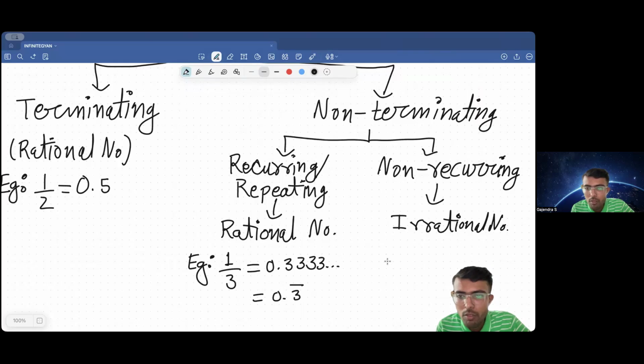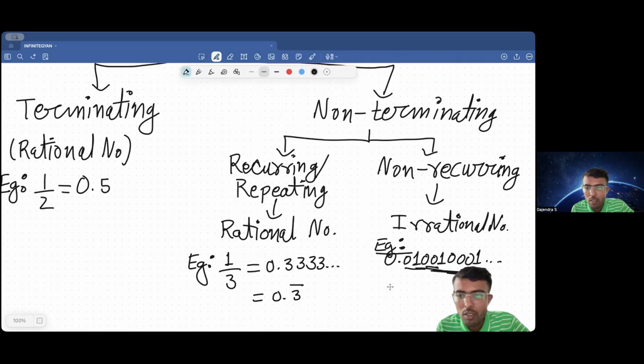Then we have irrational numbers. Irrational numbers are numbers which cannot be written in the form of p by q. In particular, in the decimal expansion you can say there is no specific pattern which is getting repeated. So maybe it is 0.1001000 1, something like that, right? So there is no fixed pattern. Like here, if you count 0, 1, then 0, 0, there is no specific pattern. So we'll call this a non-terminating, non-recurring decimal expansion, which is irrational numbers.